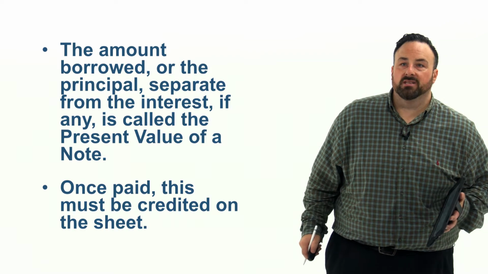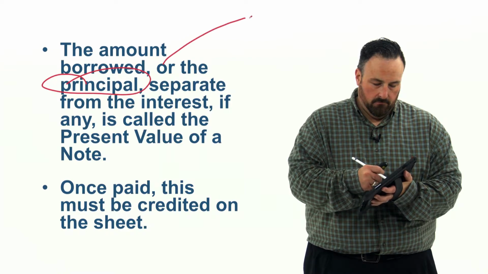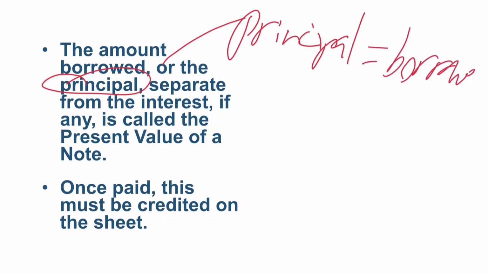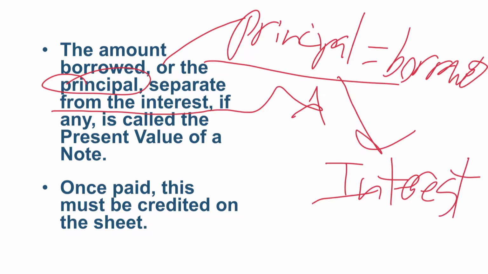The amount borrowed itself, okay, is known as the principal. That's the amount borrowed. It's separate from interest. So here's the principal, down here's interest. One way to look at it, almost like two separate accounts. Now, if anything, that principal that you borrowed is called the present value of a note, what it's actually worth. You need to know that term again.